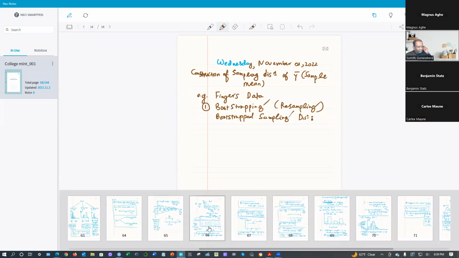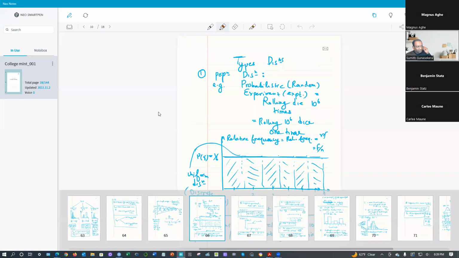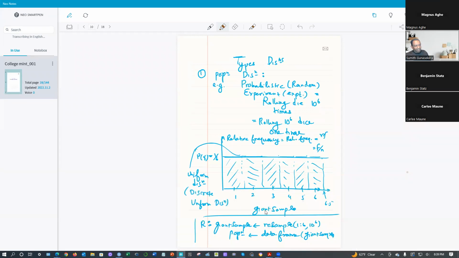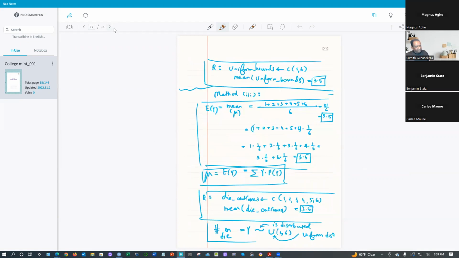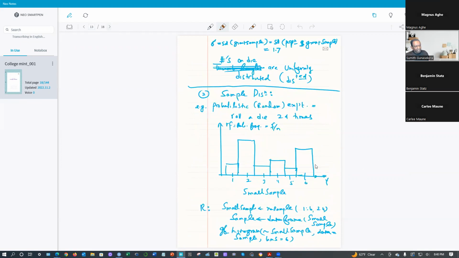It is uniform. See, it is uniform for sure. Rolling a die, it's uniform. It doesn't look like something with a hump. We did this for the population, and we did this for the sample. Sorry, after, see, the sample looks like this.